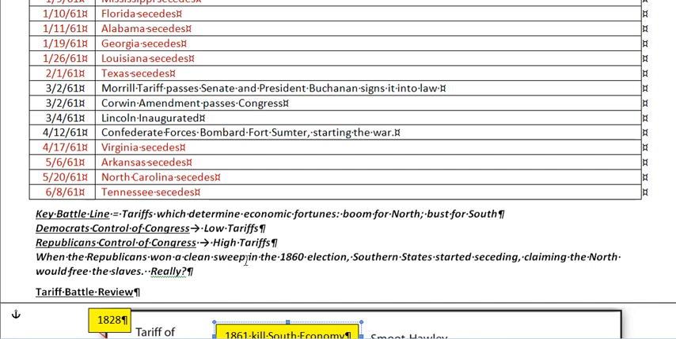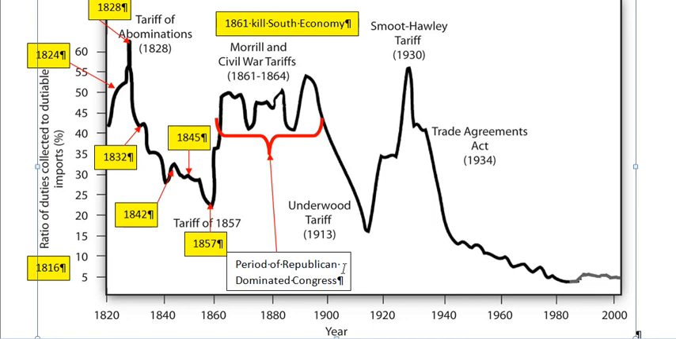When Republicans won a clean sweep in 1860, Southern states started seceding, claiming the North was trying to free the slaves. But was that real, or was that a cover story? Well, it was absolutely a cover story. All right. I mean, if you remember the evidence I showed you, right, which is always a tricky thing.